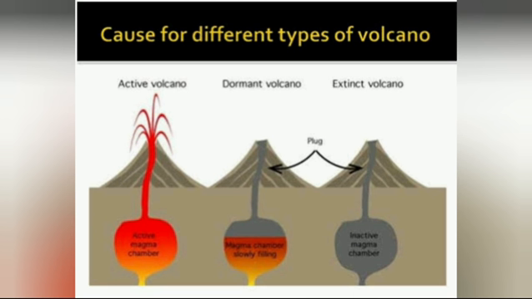Active means constantly ejecting lava. Dormant, though there is no sign of volcanic activity, there may be sudden explosion later. And dead permanently stops its volcanic eruption.